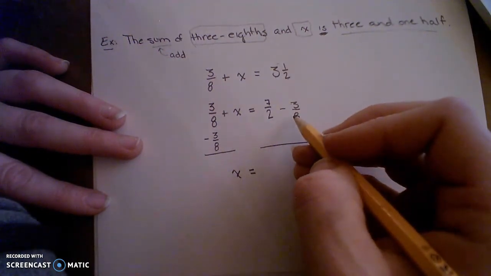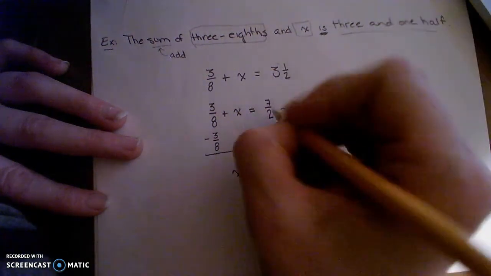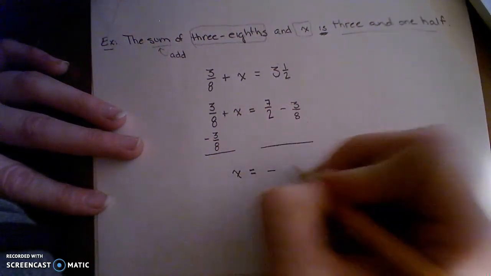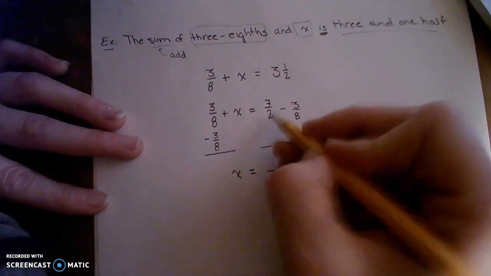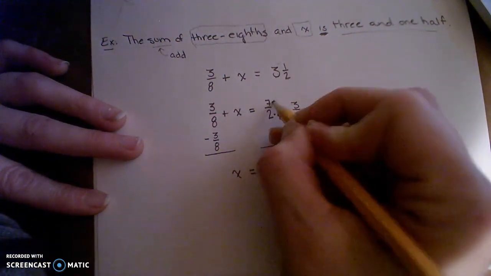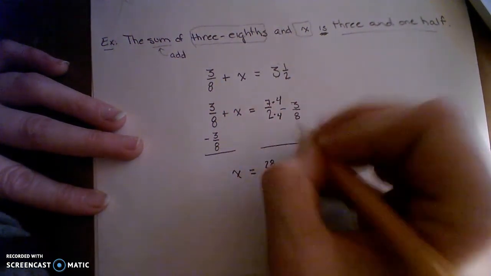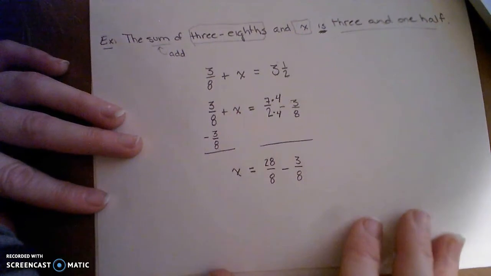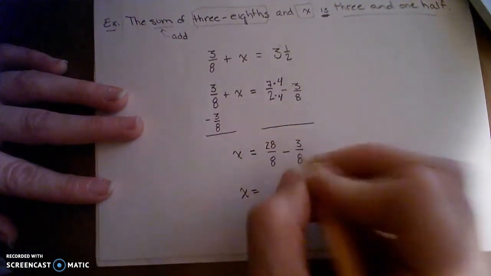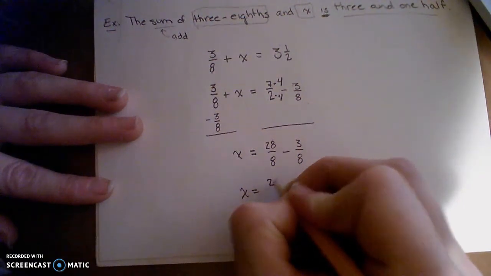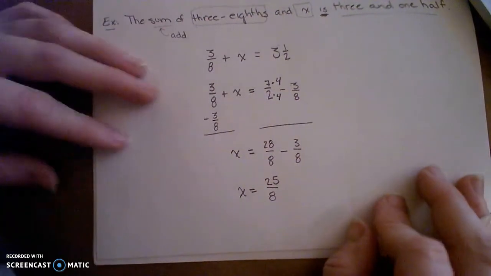So notice we will need to get a common denominator here. 2 divides into 8, so I will just write everything with the denominator of 8. 2 times 4 is 8, so I'll multiply top and bottom by 4. 7 times 4, that's 28. So 7/2 is the same as 28/8. All right, let's simplify. X equals 28 minus 3, that'll be 25. X equals 25/8. All right, that's wonderful.